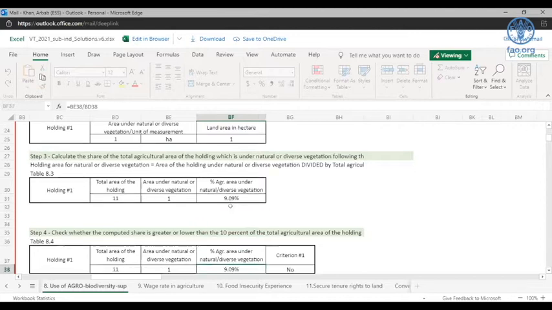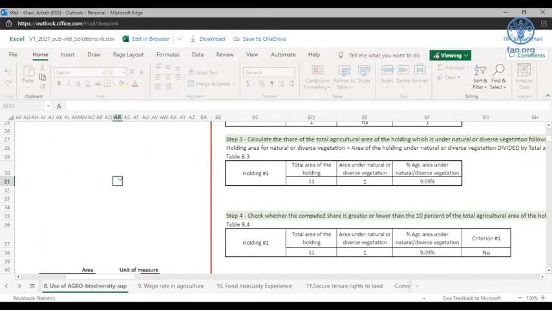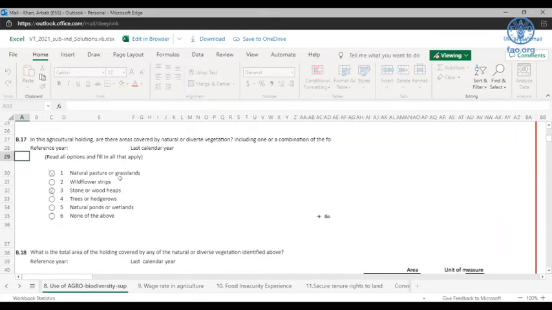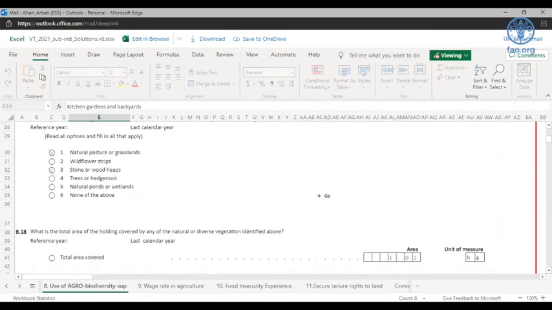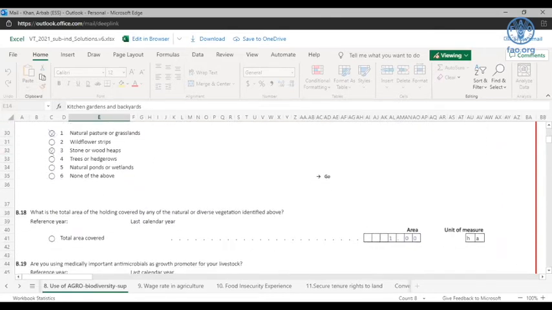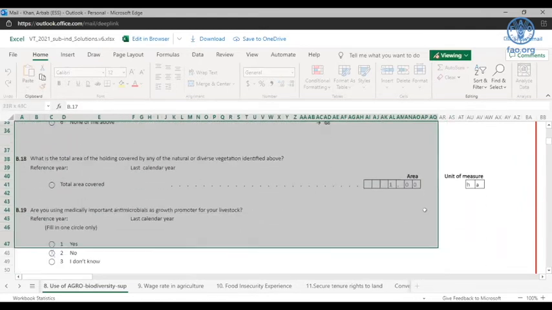Then, as a cross check, we compare the information provided in question one with the information provided in question two here. So let me just show you. So information comes from this question. Then we validate this information with B17 and B18.